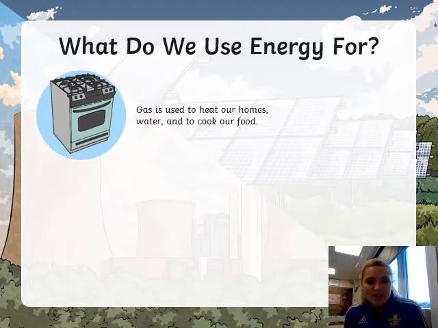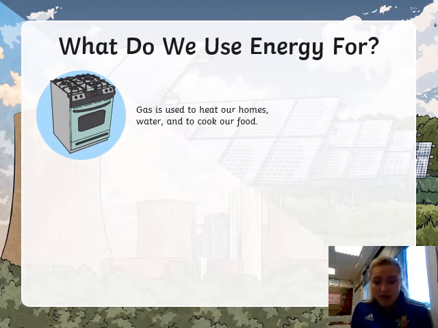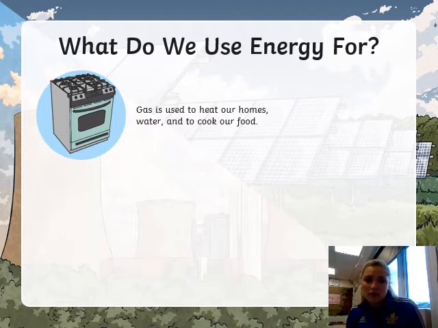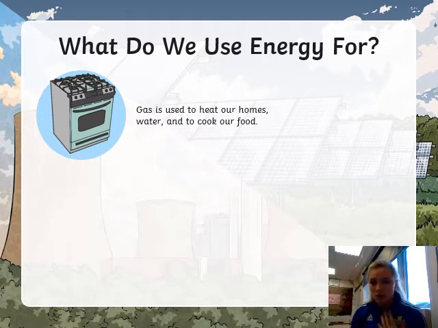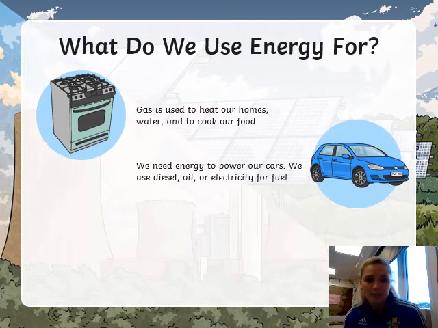So things like gas is used to heat our homes, to keep your homes nice and warm. We need it for water, to make our water nice and hot, for you to have hot baths and hot showers, and to cook our food. So your ovens will need some gas to be able to help to cook the food or to boil the pots which you've got your vegetables in as well.